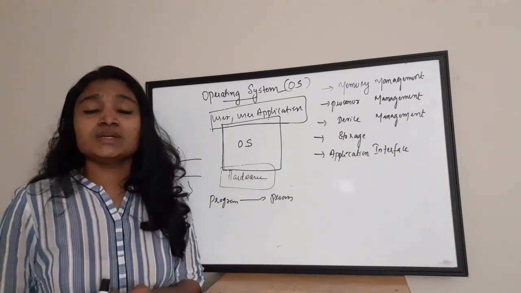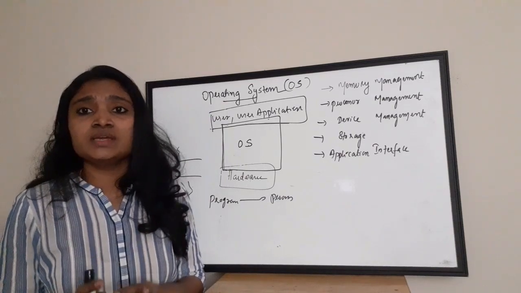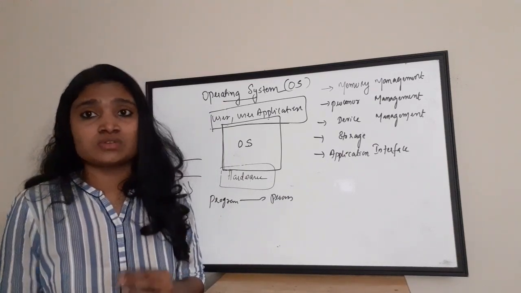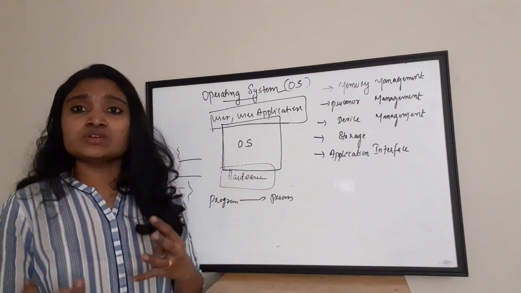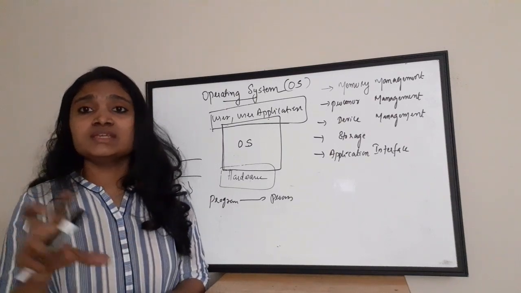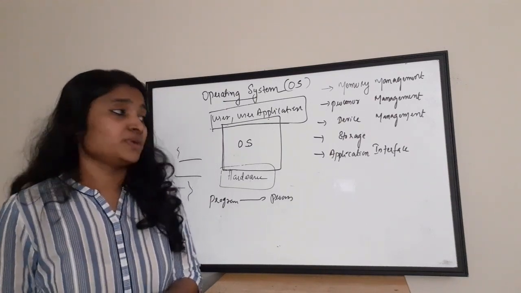Then the fourth one is storage. Storage is actually memory. It is related to memory allocation or memory management itself. There is storage of some programs or retrieving of some programs. All these are coordinated with the help of an operating system.